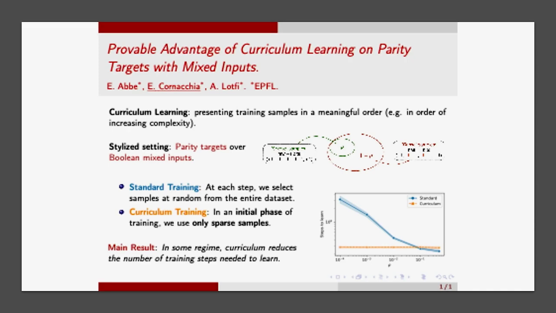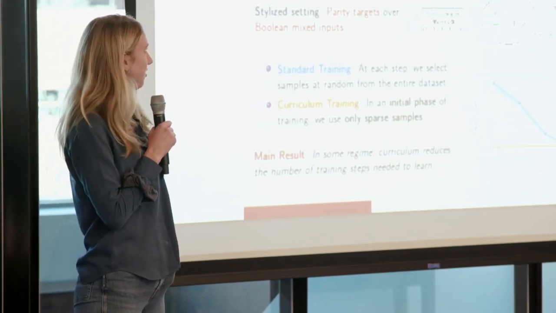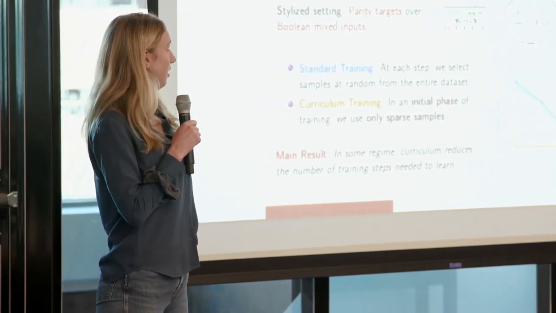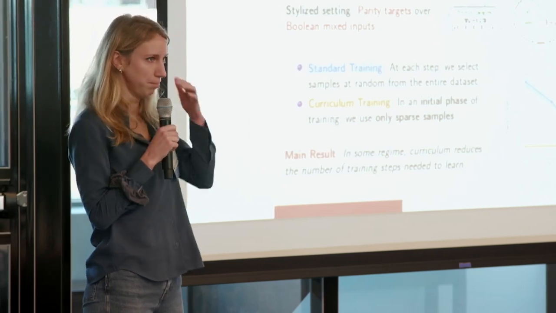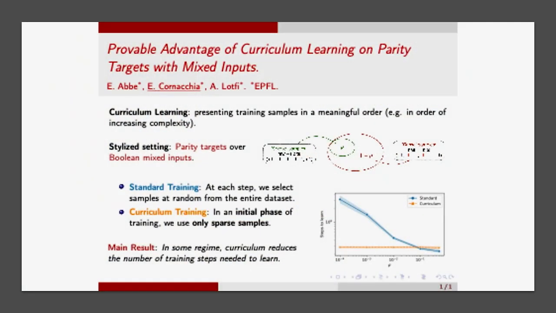Hello, I'm Elisabetta Cornacchia, and I'm going to talk about provable advantage of curriculum learning on parity targets with mixed inputs. So curriculum learning refers to the strategy of presenting samples to a learning algorithm in a meaningful order. For instance, starting from easy samples and then moving to complex samples only on a later part of training. In this paper, we want to find a theoretical explanation of curriculum learning.